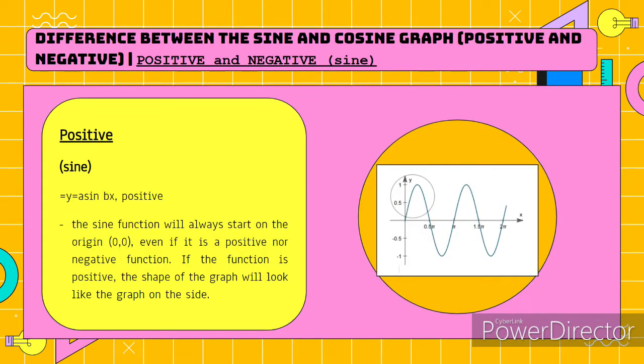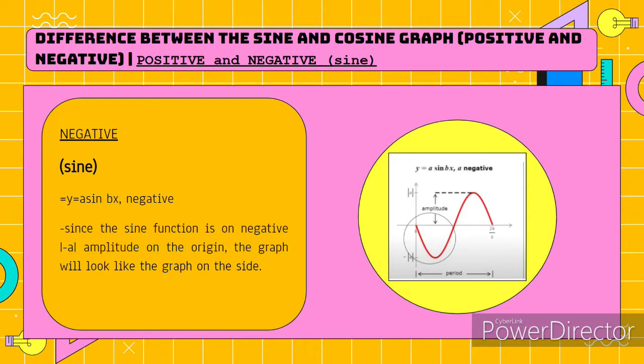Let us now define the difference between the sine and cosine graph, both positive and negative. First is the positive sine. The sine function will always start on the origin (0, 0), even if it is a positive or negative function. If the function is positive, the shape of the graph will look like the graph on the side, since the amplitude is positive.